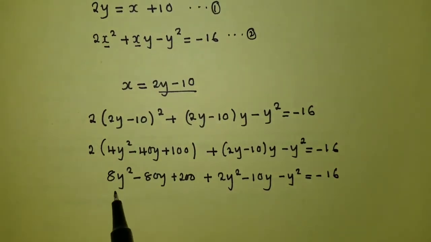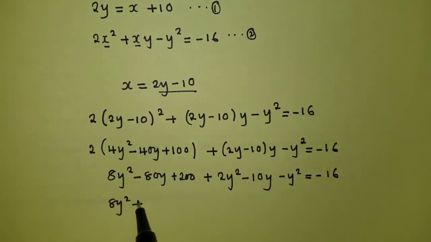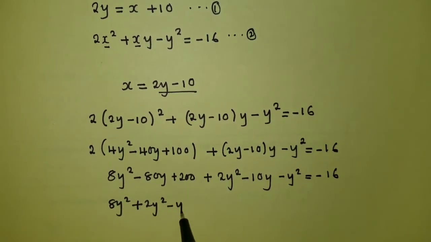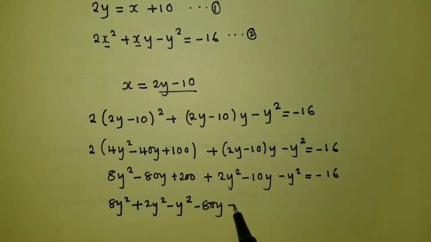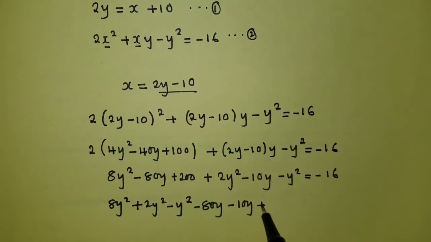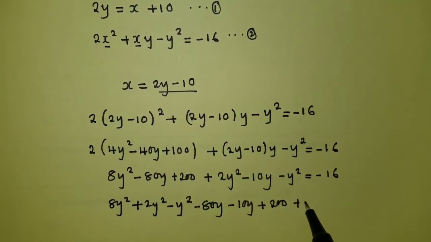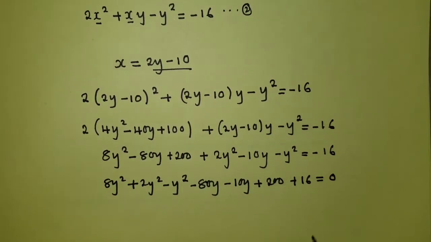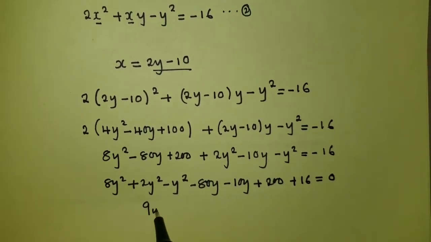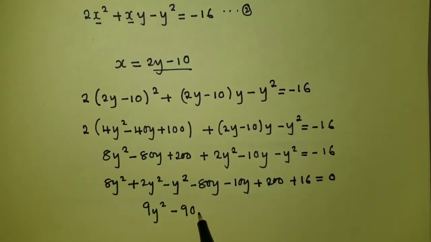The next thing here will just be to group the like terms. So I have 8y power 2 plus 2y power 2 minus y power 2 minus 80y minus 10y plus 200 plus 16 is equal to 0. So this 16 has just crossed the equal sign. Here we are getting 9y power 2 minus 90y plus 216 is equal to 0.